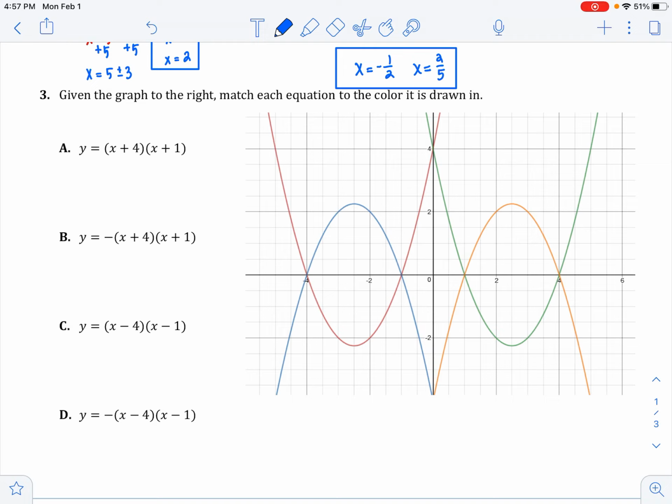Okay, so I want to know which one's which. So first off, I see two downward-facing parabolas and two upward-facing parabolas. And I know this is downward-facing. This is downward-facing. This is upward-facing, and this is upward-facing. So at least I have it ruled down to a 50-50 shot.